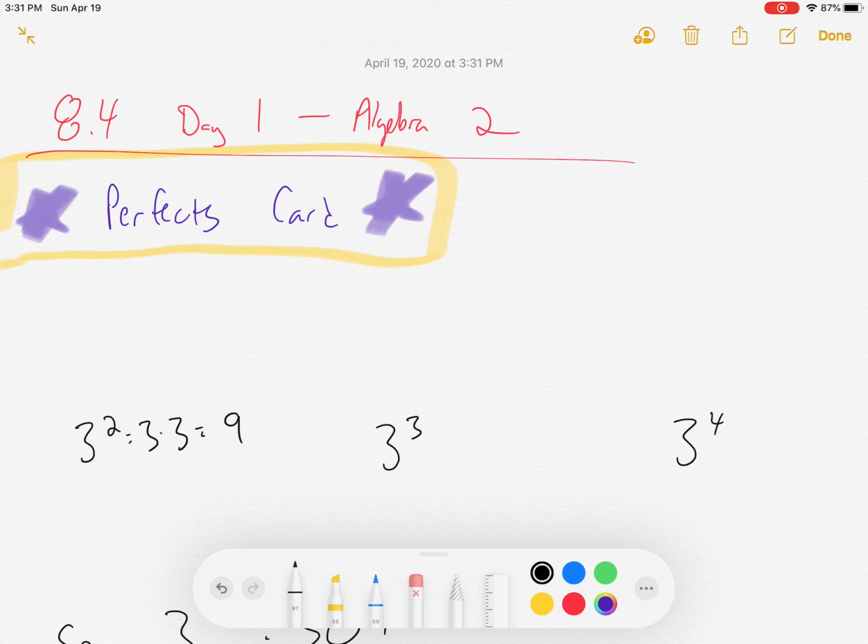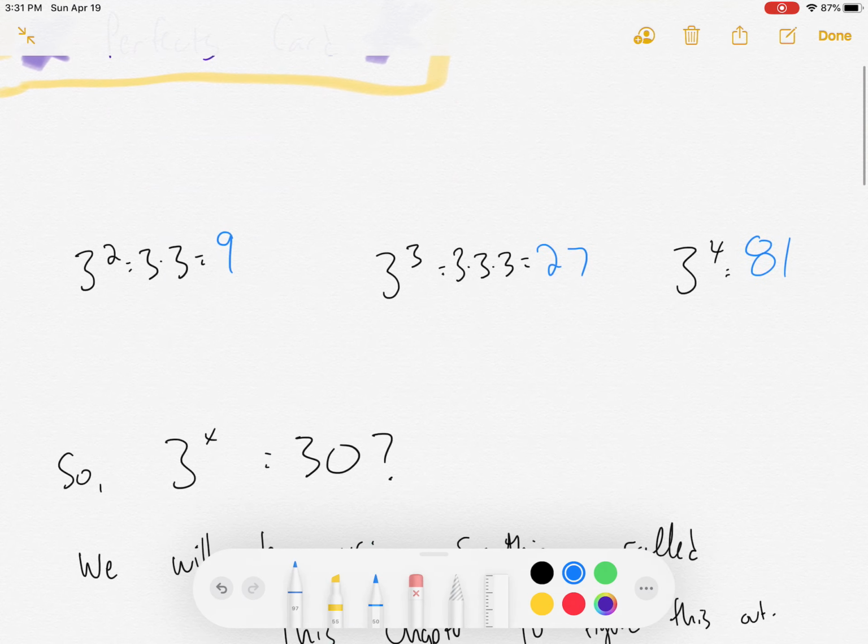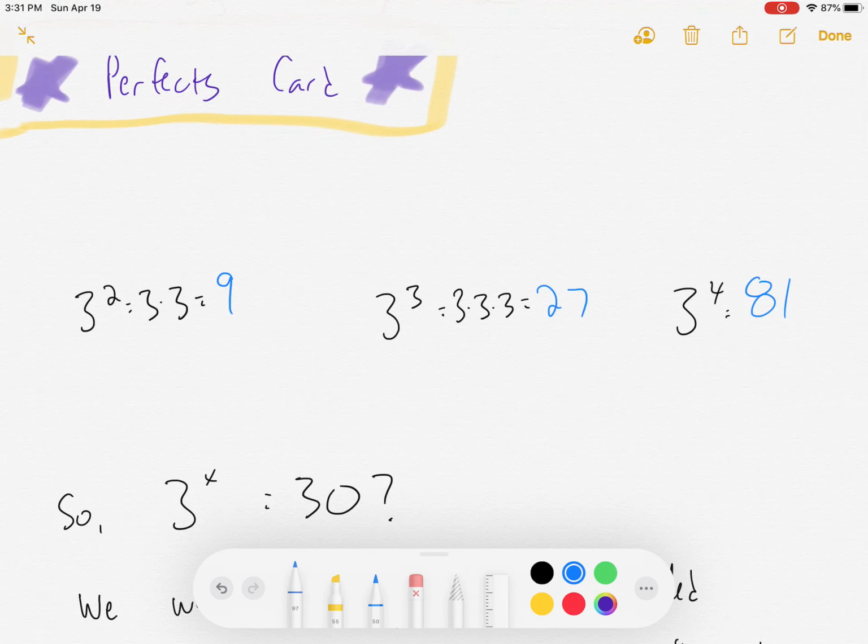So a quick review. First of all, what does 3 squared mean? Well, that's 3 times 3. You should know that's 9. 3 to the third, a common mistake is to do 3 times 3, but really it's 3 times 3 times 3, which is 27. Let me erase this and put it in blue so I'm color-coded. And then last, 3 to the fourth is 3 times 3 times 3 times 3. 4 3's multiplied together, and we should get 81.